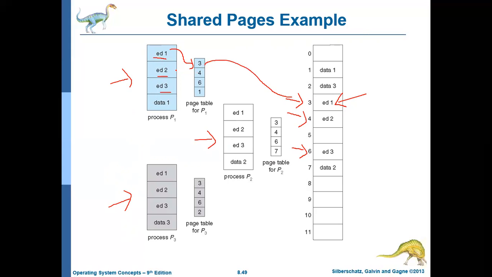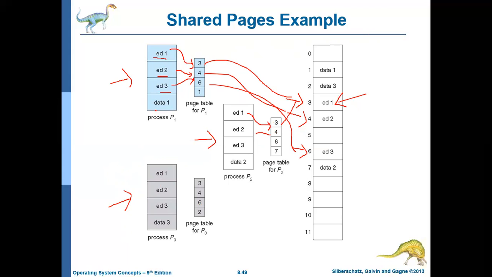And ed2 is connected to frame 4. This is the page table, which maps the page number to the frame number. And ed3 is mapped to frame 6. Like that in all the processes also. In process 2 also, ed1 refers to frame 3, ed2 refers to frame 4, and ed3 refers to frame 6. Similarly in process 3 also.